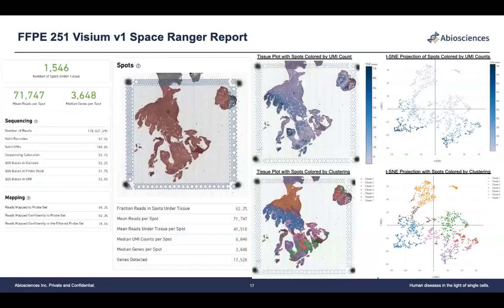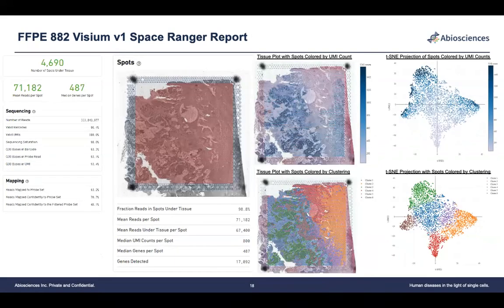And we also have all the Space Ranger outputs that we can share, but I would not go into detail because this is not really our specialty. Nassim will talk about it in a later talk. But just to show you, these are the results from the V1 of the 2 different tissues.